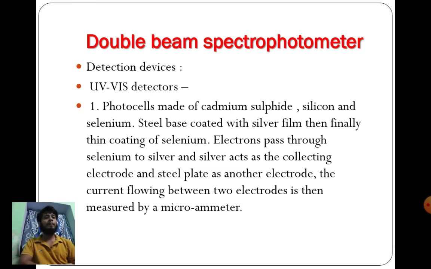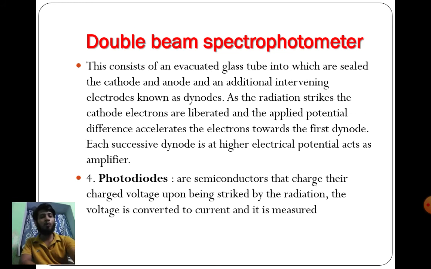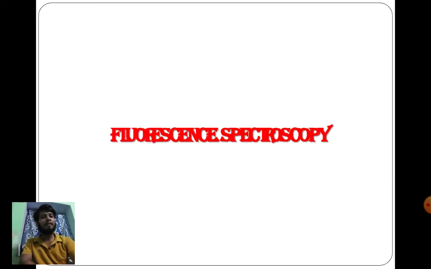So photocells are made up of cadmium sulfides and silicons and seleniums. Electrons pass through the selenium to silver, and silver acts as a collecting electrode and a steel plate as another electrode. Phototubes are enveloped with a quartz window. Centrally situated metal wires act as anode and semicircle cathodes. Photomultipliers are designed to amplify the initial photoelectric effect and are suitable for use at very low light intensity. Then photodiodes are semiconductors that change their charged voltage upon being struck by radiation. The voltage is converted to current and it is measured.